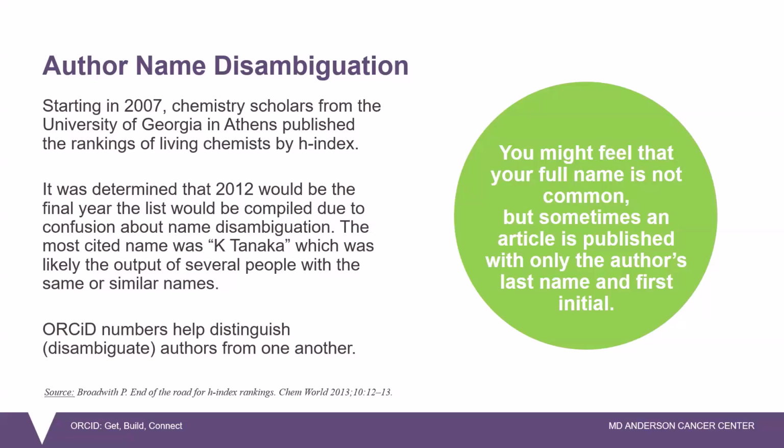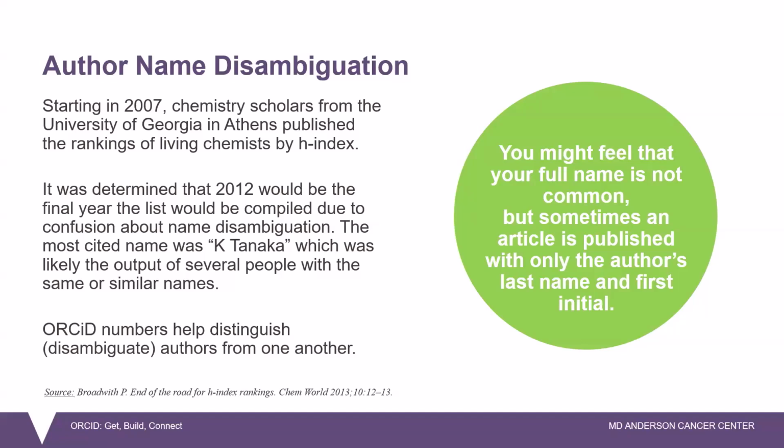So this is a real example where there was a lot of confusion. A unique identifier like ORCID, which is voluntary, and Aaron's going to talk a little bit more about that, is free to acquire. It helps distinguish or disambiguate authors from one another. And some names are very common, and you can almost be assured that there is somebody else publishing with a similar name.